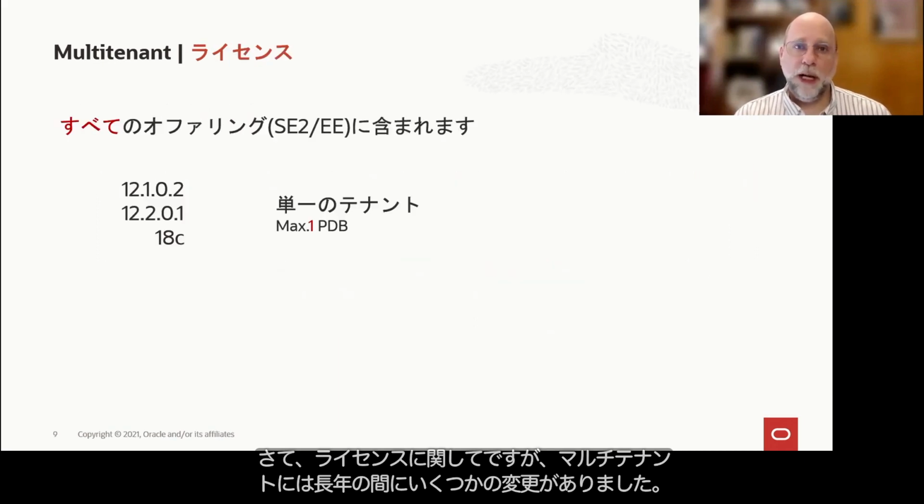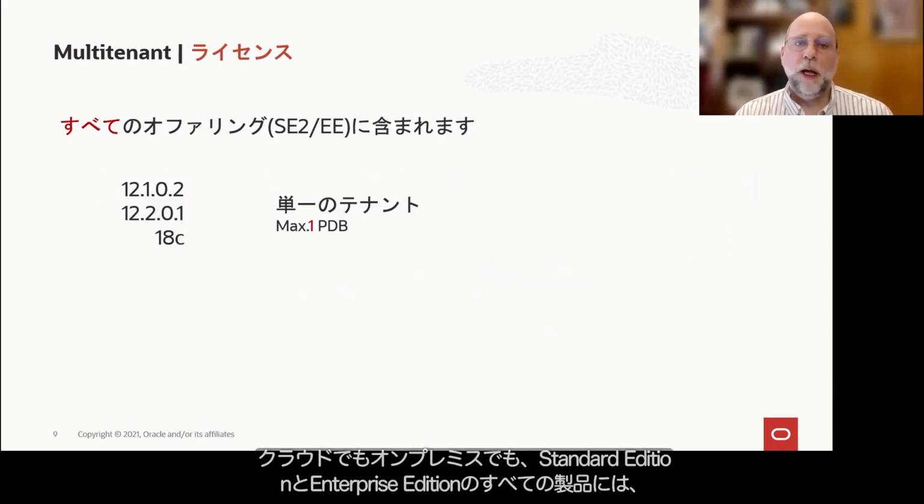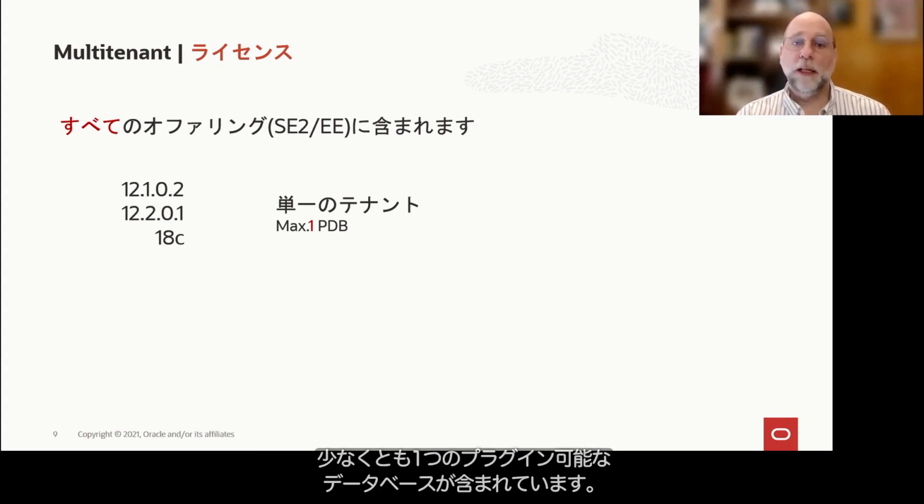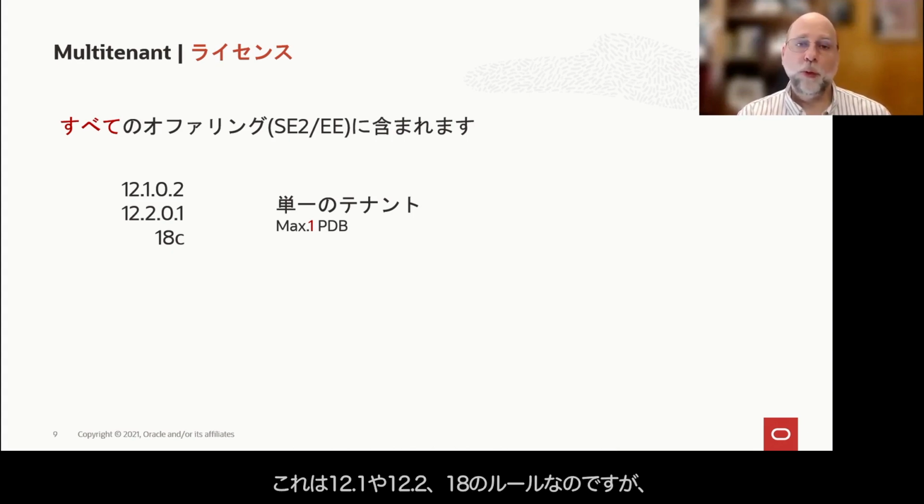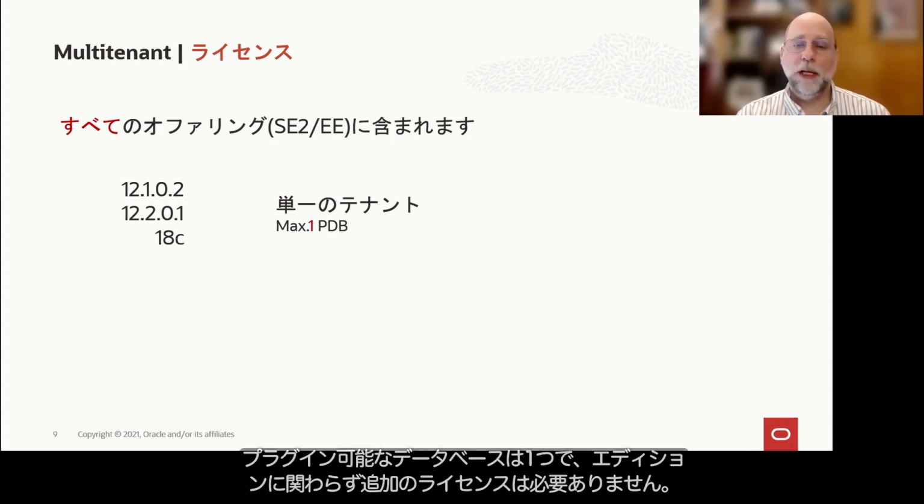Now, when it comes to licensing, there have been some changes over the years for multi-tenant. Included in all of our offerings, by which I mean Standard Edition and Enterprise Edition, on cloud and on premises, you can always have at least one pluggable database. That was the rule for 12.1, for 12.2, and 18c. One pluggable database with no extra license needed, regardless of edition.